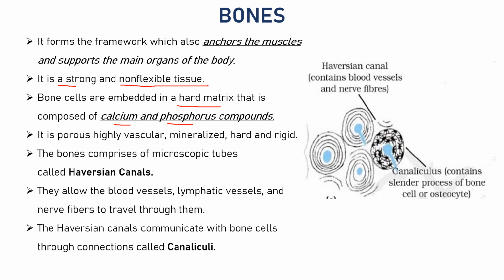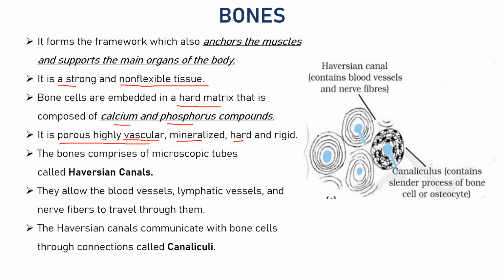Now, if you have seen bones, they are porous. They're highly vascular. Vascular means there is a good supply of blood over there. And how is the blood supplied? Because of the blood vessels. They are mineralized, having a lot of minerals. Calcium and phosphorus are the minerals, definitely. They are hard and rigid due to the presence of calcium and phosphorus.